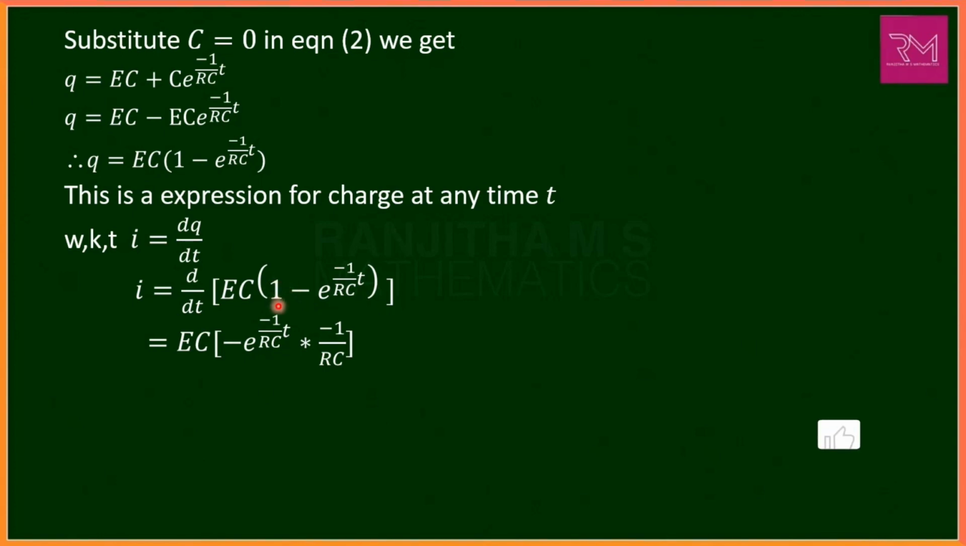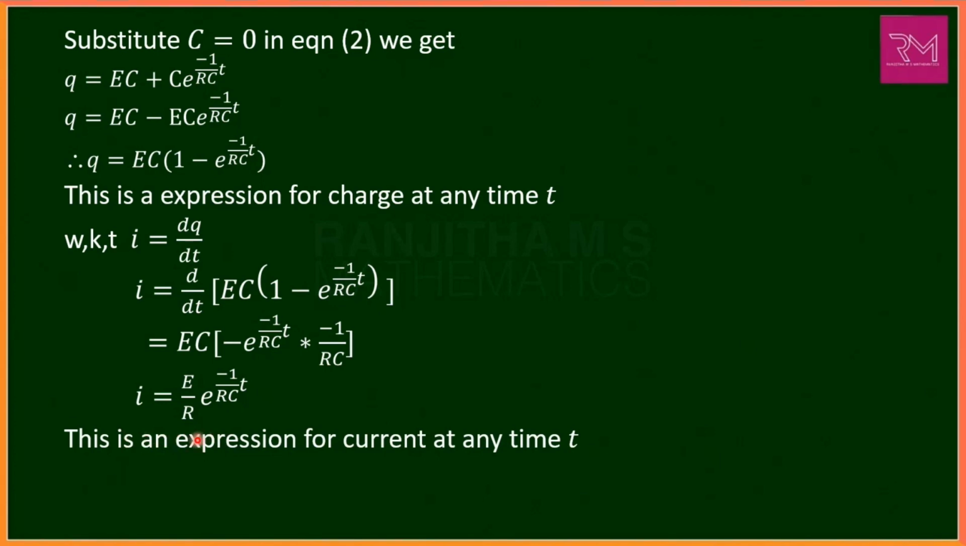Here differentiation of 1 is 0 minus, here this is of the form e power ax. So differentiation of e power ax is e power ax into a. Therefore, we get e power minus 1 by RC into t, into the a value, which is minus 1 by R into C. Therefore, here we can cancel this C term. Remaining is E by R into e power minus 1 by RC into t. That's the value of I. Therefore, we can conclude that this is an expression for current I at any time t.